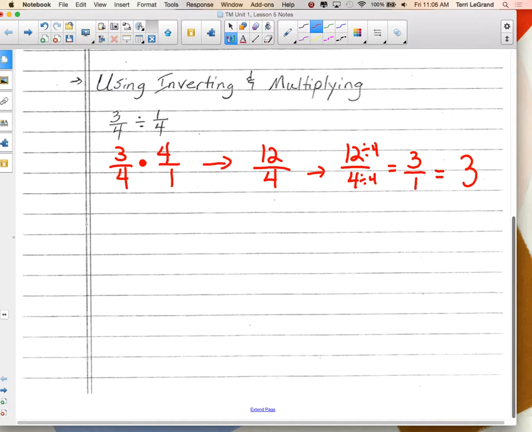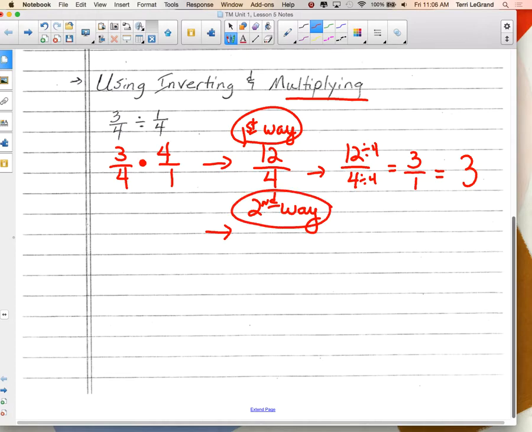That's the first way when we did the multiplying, right? What's the second way? Anybody remember the second way? What's our second way of multiplying, Danny?